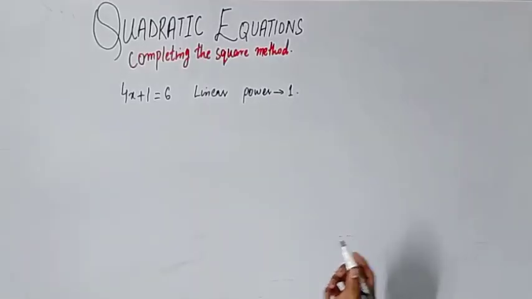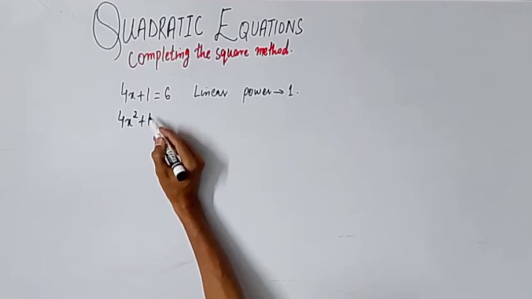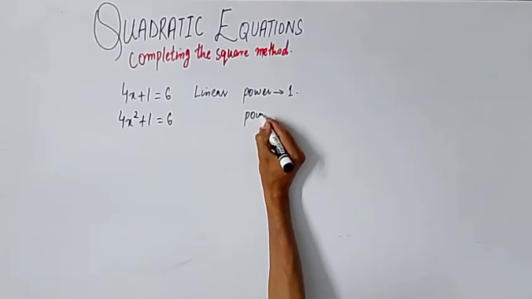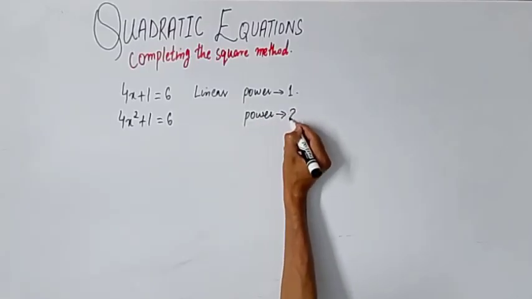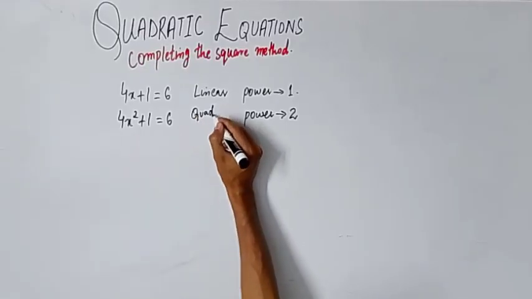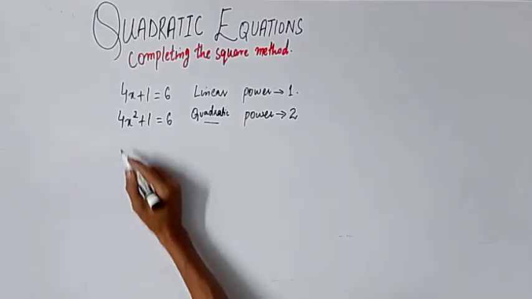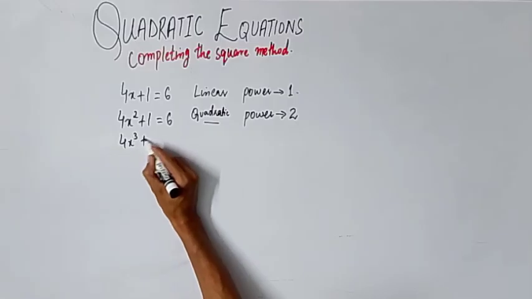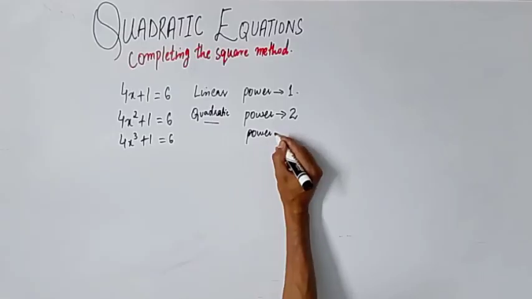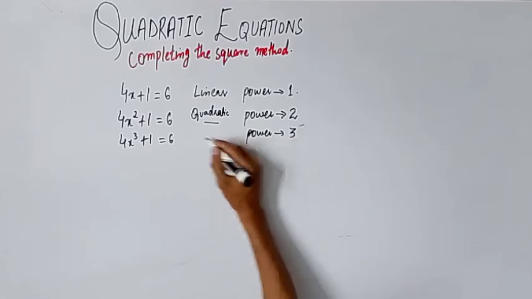But if you have the same equation, but the highest power is equal to 2, then this equation is called a quadratic equation. This is not the standard form of it, but this equation is called quadratic. But if we have the same equation and now the power becomes 3, the highest power is 3, so it is cubic.